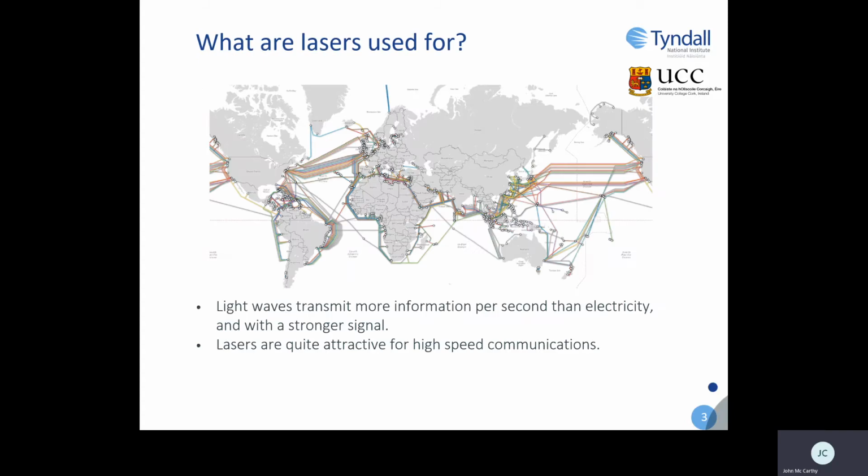So, what are lasers used for? Basically, light waves can transmit more information per second with a stronger signal. And in today's day and age, hundreds of lasers are used in modern optical networks, some of which are displayed in the above image. Ultimately, lasers are quite attractive when it comes to high-speed telecommunications.